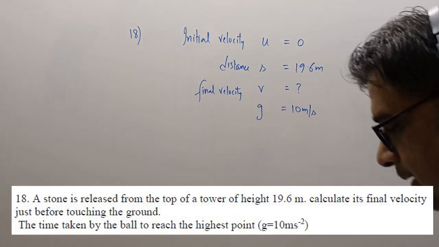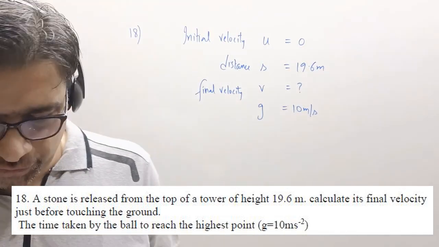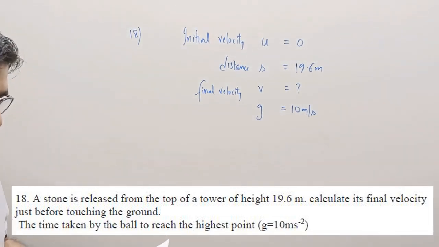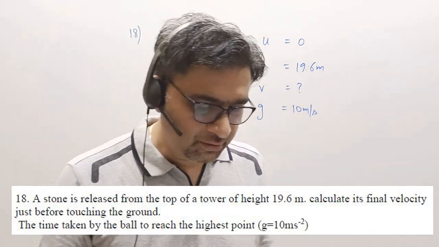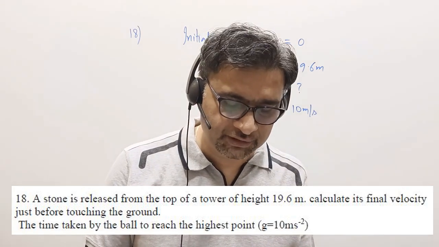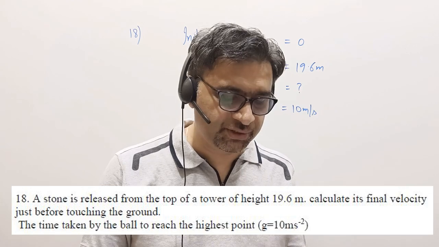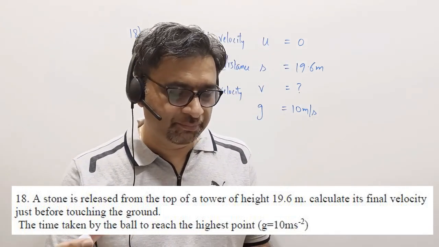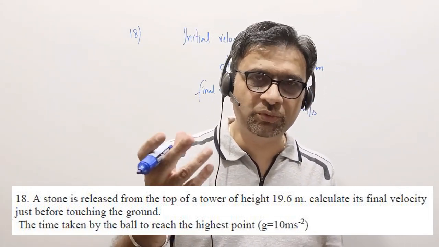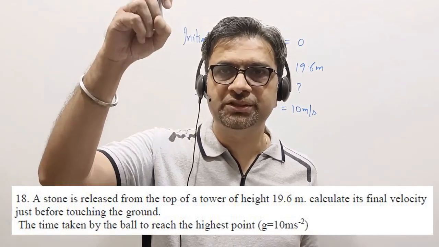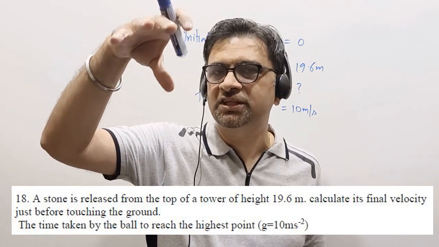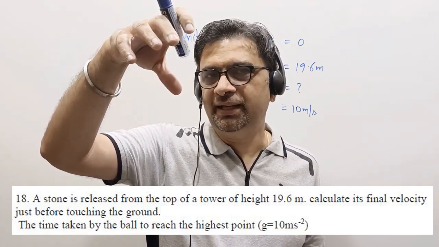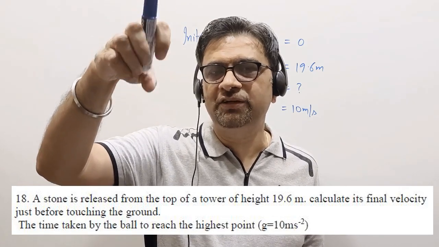So question number 18, a stone is released from the top of a tower of height 19.6 meters. As we have been hearing, let us make note of the data that we have in the question. We have to be familiar with some of the key words here. A stone is dropped or a stone is released. It means it's just left. That's when an object is under free fall. It's released.